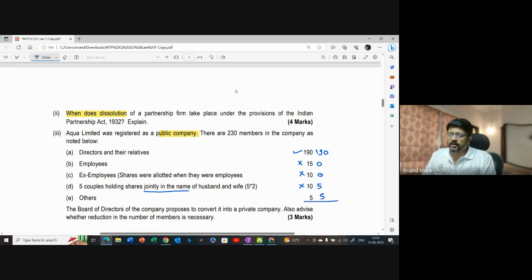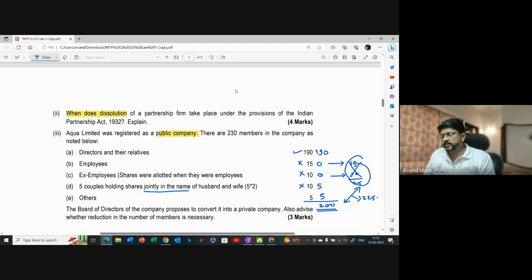So the number of members which the company has is already 200. In reality, one can argue, no sir, there are 15 more and 10 more, meaning 25 more members, so the company can say that we have a total of 225 members and are still a public limited company. But remember, these 15 and 10 members, 25 members, are to be ignored. And the 10 has already been considered. So the actual number of members the company has at present is only 200, not 225, not 230.